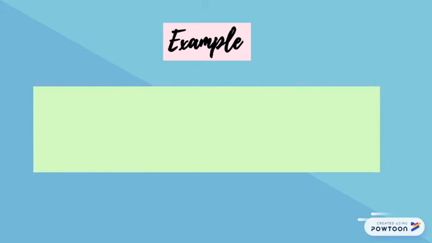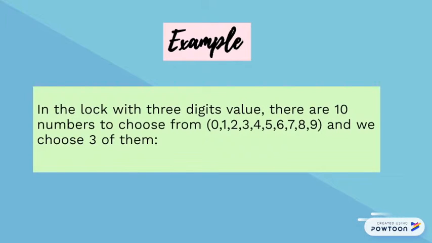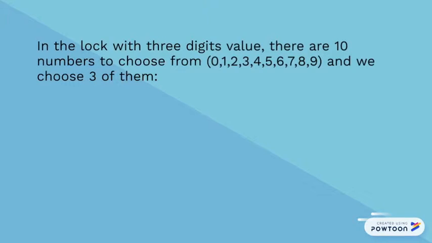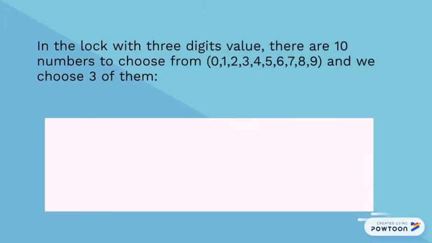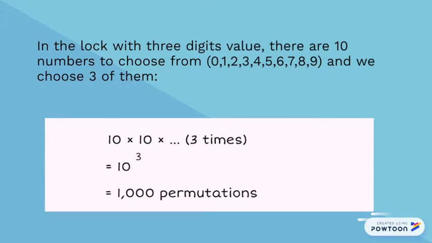For example, in the lock with 3 digits, there are 10 numbers to choose from: 0, 1, 2, 3, 4, 5, 6, 7, 8, 9, and we choose 3 of them. So there are 10 numbers to choose from and we want 3 of them. And since the numbers can be repeated, you don't have to minus the number in the previous digit. So the answer is 10 to the power of 3.